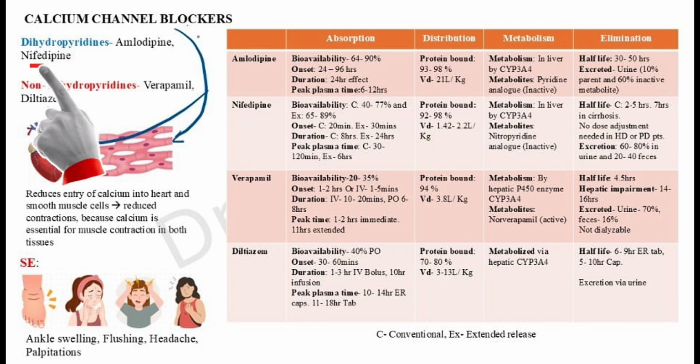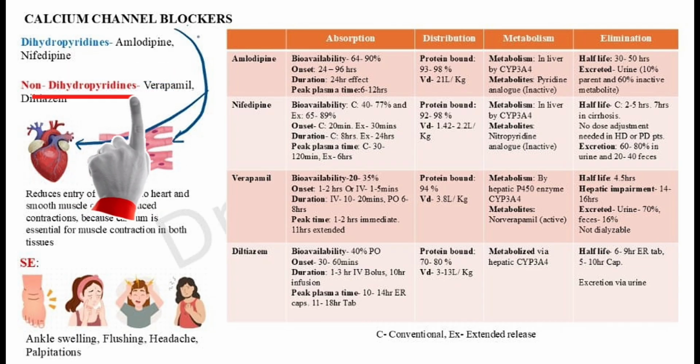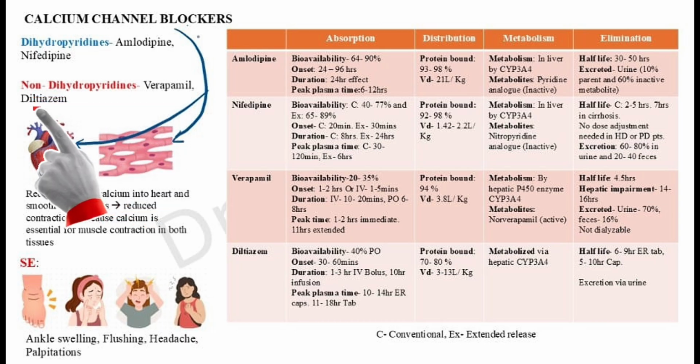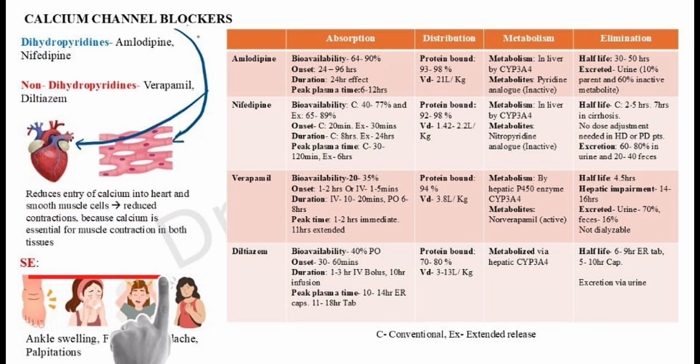They are classified into 2 groups: dihydropyridines, such as amlodipine and nifedipine, which mainly affect blood vessels; non-dihydropyridines, such as verapamil and diltiazem, which also affect heart rate. Common side effects include ankle swelling, headache, flushing, and palpitations.